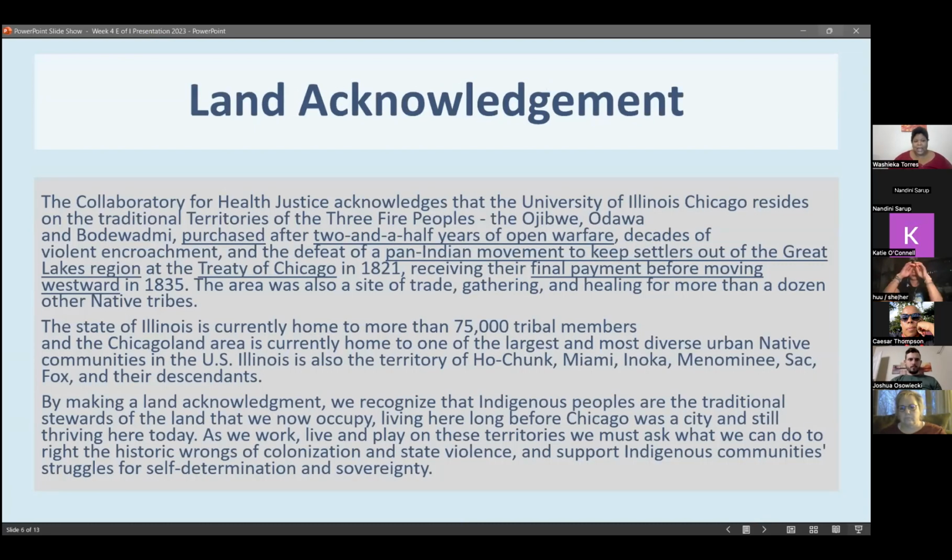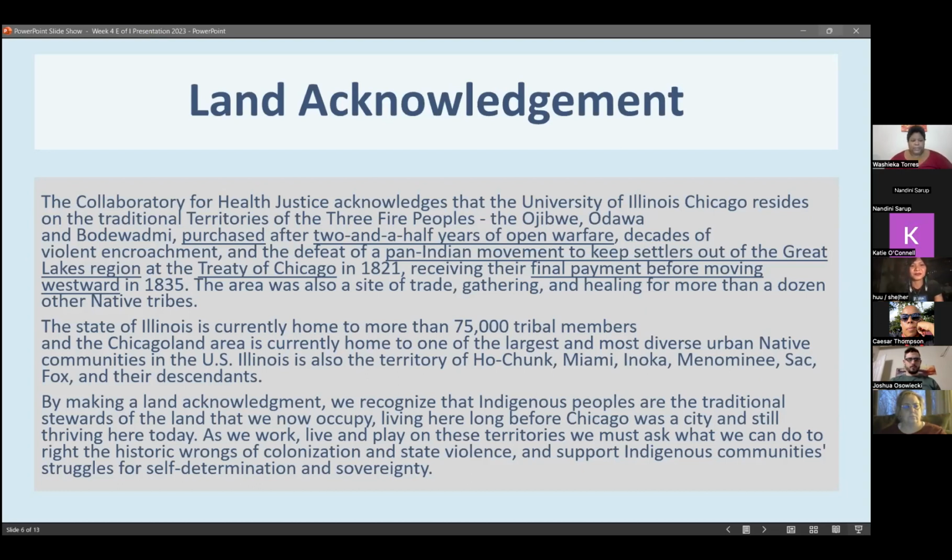So the land acknowledgement: the Collaboratory for Health Justice acknowledges that the University of Illinois Chicago resides on the traditional territories of the Three Fires peoples: the Ojibwe, the Ottawa, and the Potawatomi. Purchased after 2.5 years of open warfare, decades of violent encroachment, and the defeat of a pan-Indian movement to keep settlers out of the Great Lakes region at the Treaty of Chicago in 1821, receiving their final payment before moving westward in 1835. This area was also a site of trade, gathering, and healing for more than a dozen other Native tribes.